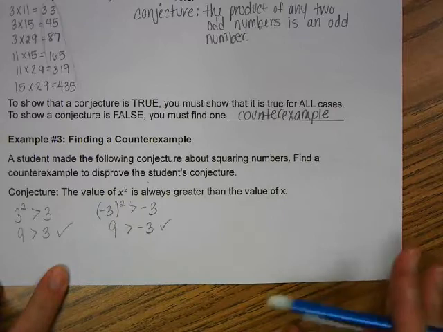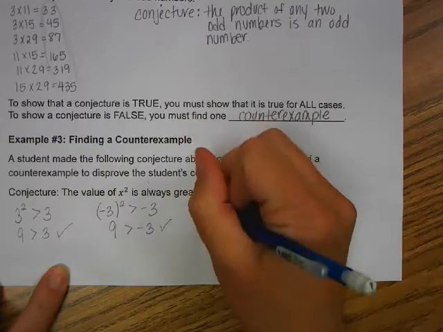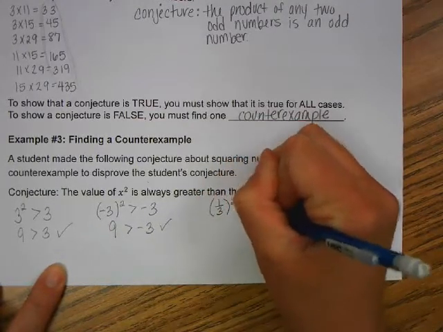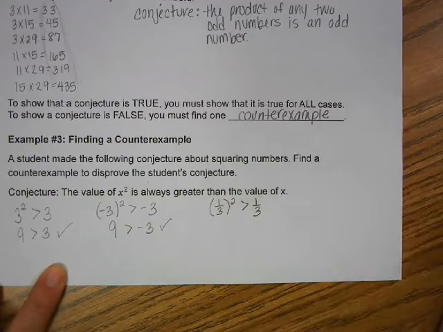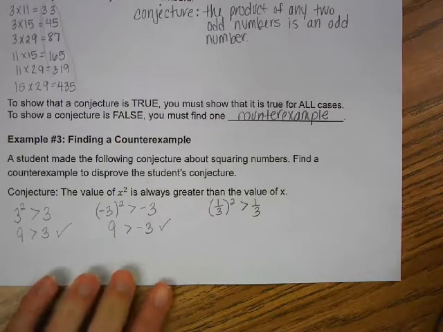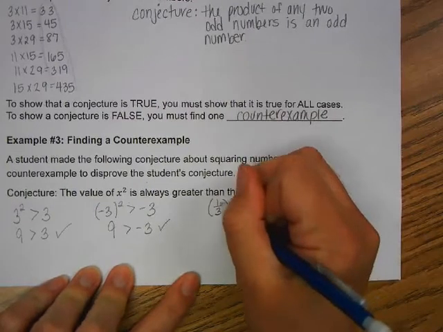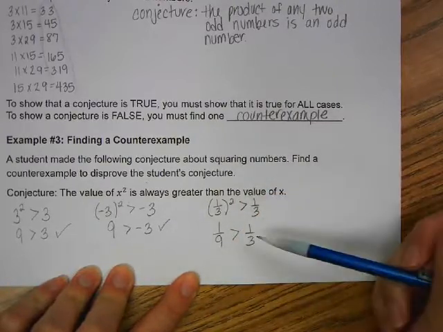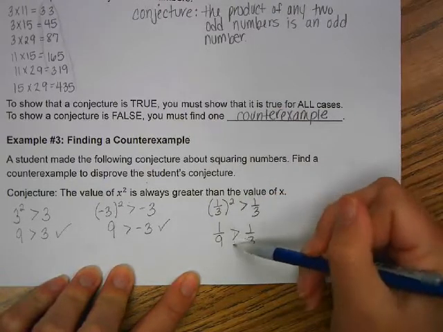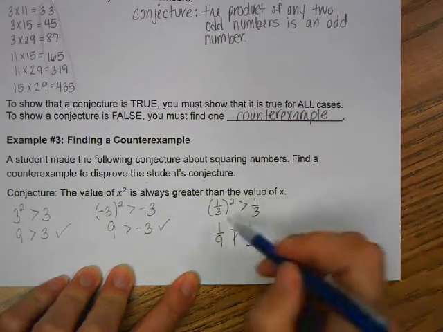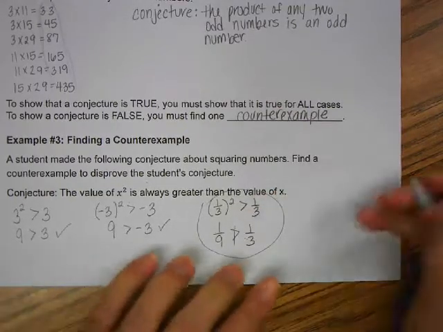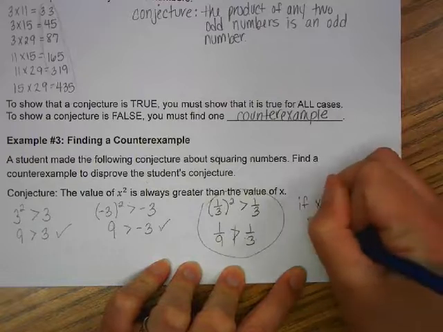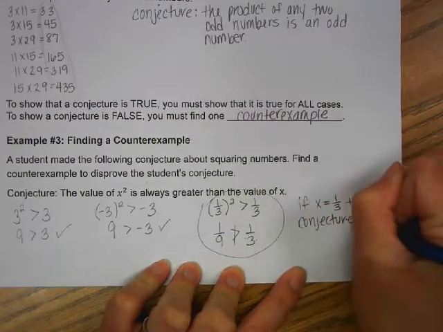I wonder if this works for fractions. So what if we used a third? Is 1/3 squared greater than 1/3? So I know that 1/3 squared is 1/9, but 1/9 is not greater than a third. So here's a counterexample. So if x is 1/3, this conjecture is false.